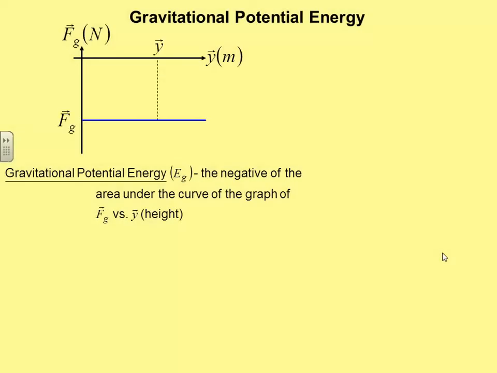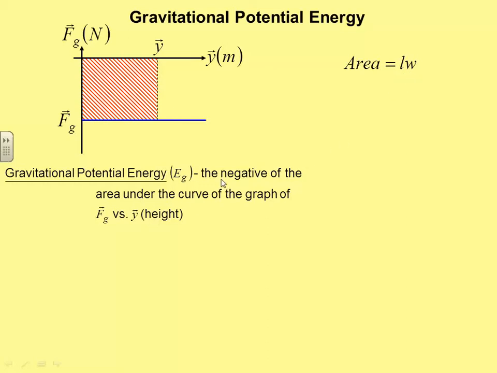So, if we allow something to be lifted to a height y, while the force of gravity is a constant F_g, the area under this curve is simply a rectangle. And of course, you find the area of a rectangle by taking length times width.